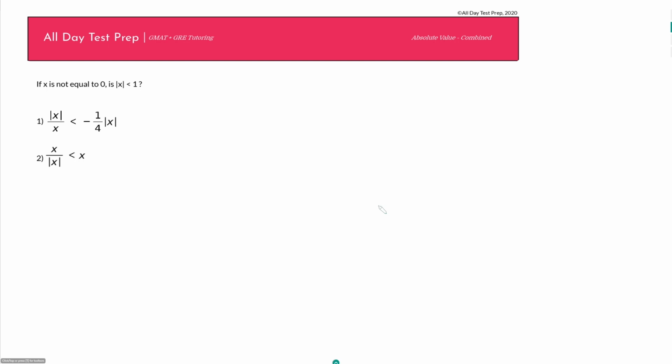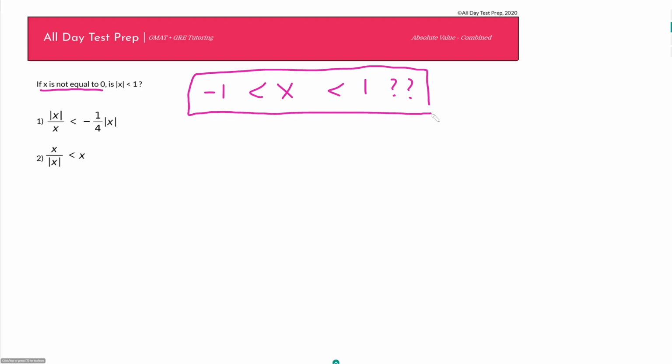So this question says, if x is not equal to 0, is the absolute value of x less than 1? And so one thing that is different about this problem than some of our other ones is I can do some work on my prompt here up front. I can get rid of my absolute value sign here. I can rephrase this question, put it just in terms of x. And so this question is asking, is x between -1 and 1? And I like that a little bit more, because now it is almost as if we don't even have an absolute value question anymore. So I am happy.